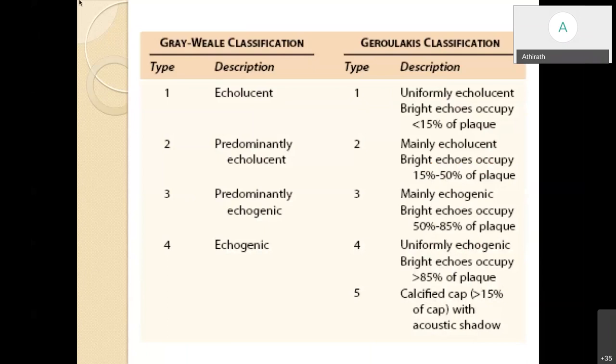There's one more classification, which is the Geroulakis classification, which is divided into five types. This depends on the percentage of the plaque occupied by bright echoes. In type 1, bright echoes will occupy less than 15% of the plaque. In type 2, bright echoes will occupy 15 to 50%. In type 3, bright echoes occupy 50% to 85%. In type 4, bright echoes occupy greater than 85%. And type 5 is a calcified cap with an acoustic shadow.